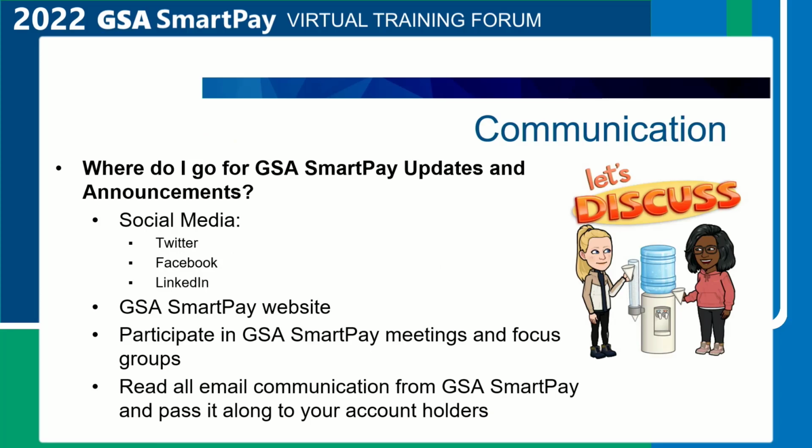Would you like to know where to find out about the latest dates and announcements? One of our most convenient ways is through social media. Follow, like, or link to us on Twitter, Facebook, and LinkedIn. In addition, check websites regularly for updates and announcements. Participation in the GSA SmartPay meetings and focus groups is not only a great way to connect with us at GSA, but also with your fellow AOPCs. And lastly, read all email communications from GSA SmartPay and pass them along to your account holders as appropriate.